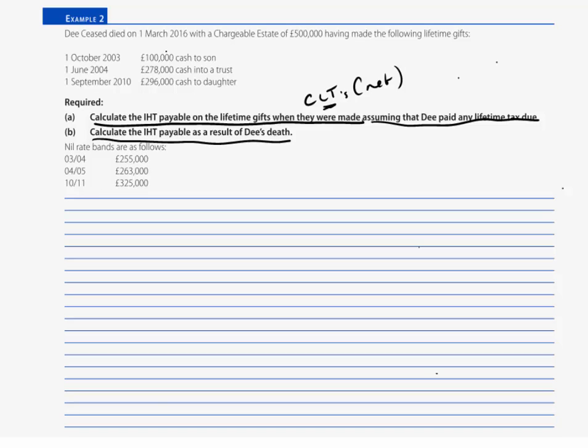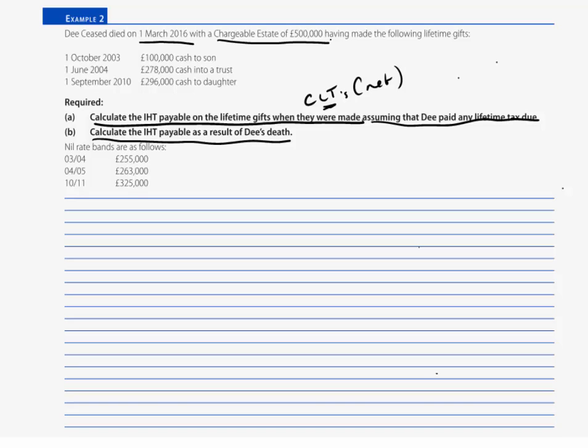Deceased died on the 1st of March 2016 with a chargeable estate of £500,000. So we've shortcut the exercise of writing out all the assets at their values at the date of death and deducting those liabilities and any exempt bequests, by just giving you the chargeable estate. Again, it'd be worth a few more marks for you to do that calculation of the chargeable estate as we did in the previous example 1. But here it's been done for you.